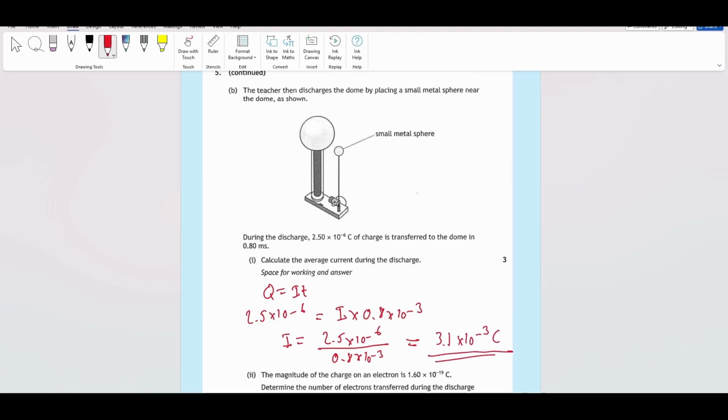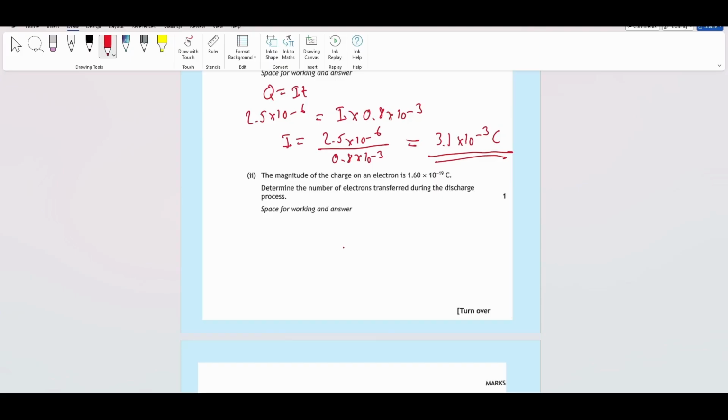This is rounded. In part 2, we're asked the magnitude of the charge on an electron is 1.6 times 10 to the negative 19 coulombs, and we need to determine the number of electrons transferred during the discharge process. So to do this, we have the total charge, which is 2.5 times 10 to the negative 6, all over the charge on one electron, which is 1.6 times 10 to the negative 19, and this will tell us the total amount of electrons that we have. And I'm going to round it to 1.6 times 10 to the 13 electrons.